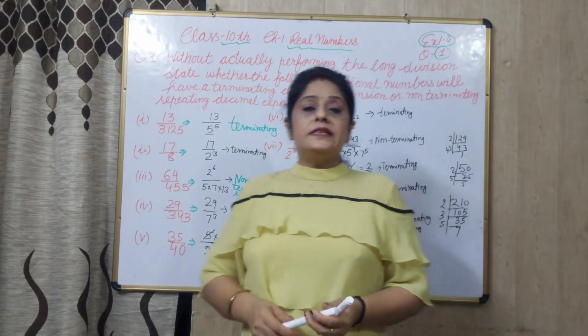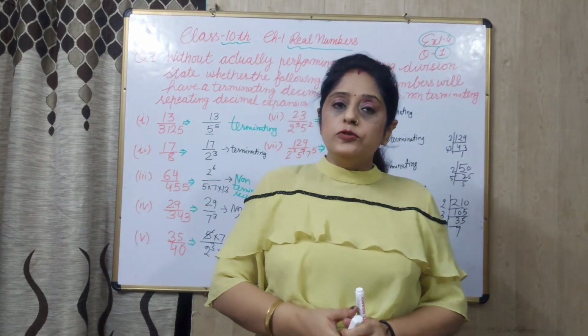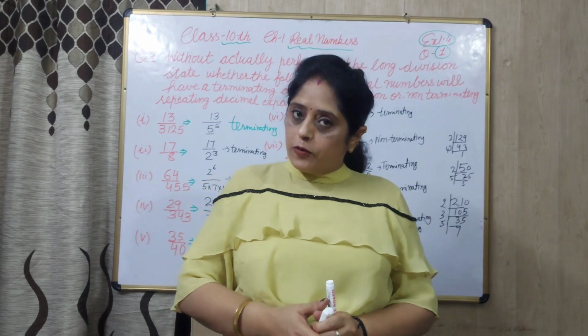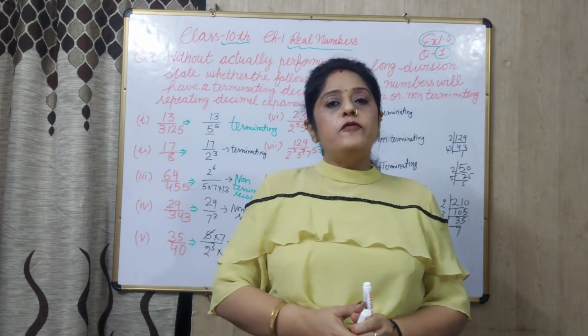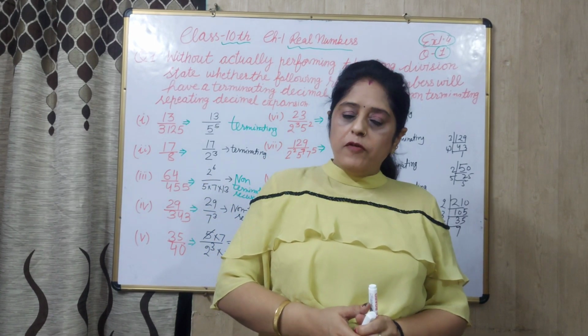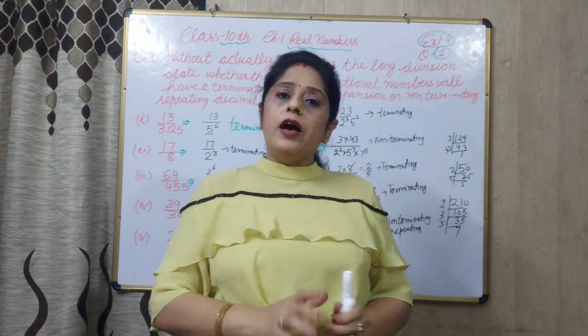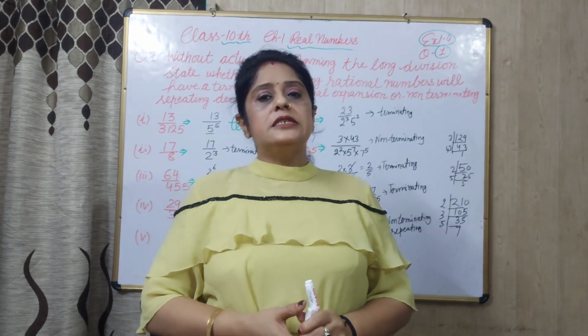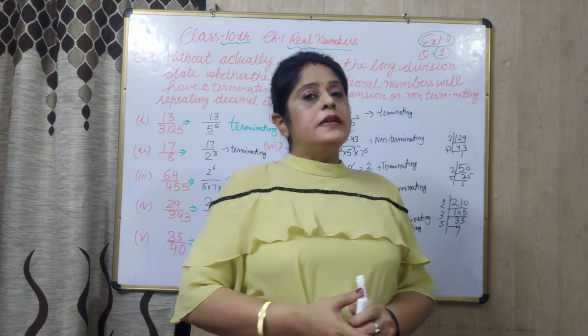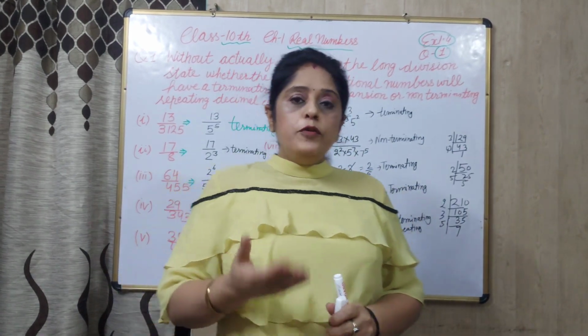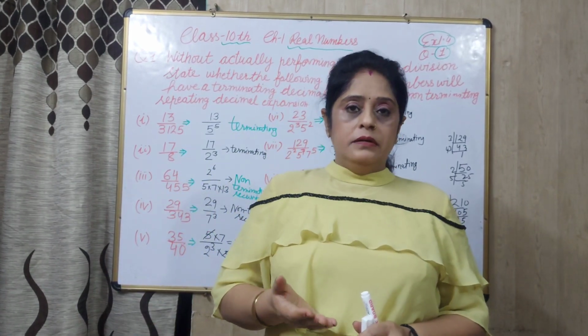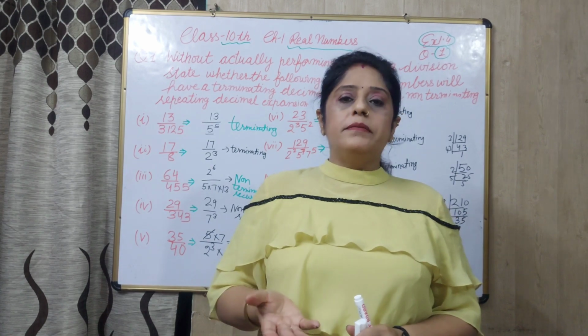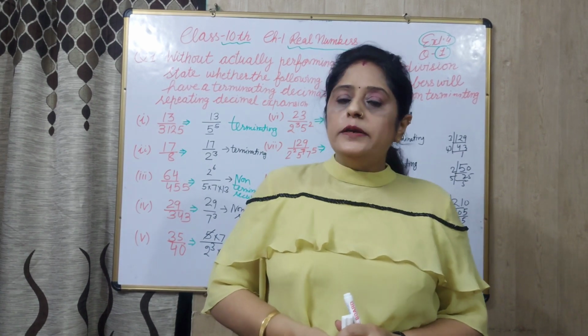So you should practice this type of question, and you should consider that P and Q should be co-prime, and the power of Q should be in the form of 2, or in the form of 5, or both 2 and 5. Then this type of number is terminating, and if you get any other number besides 2 and 5, then it is non-terminating and repeating.